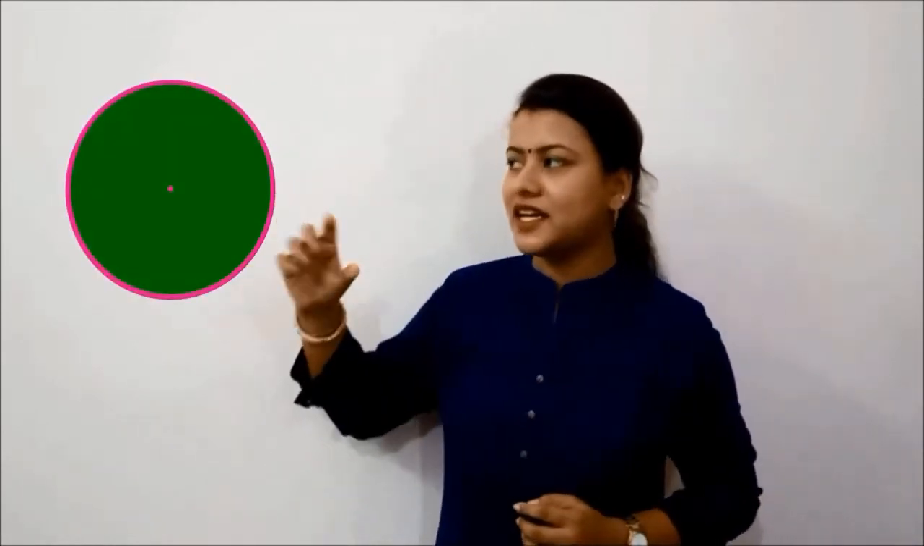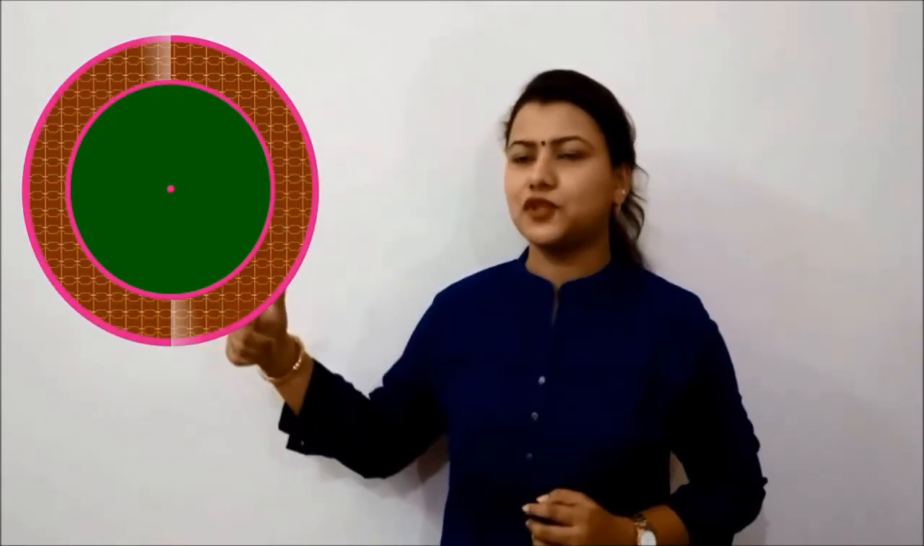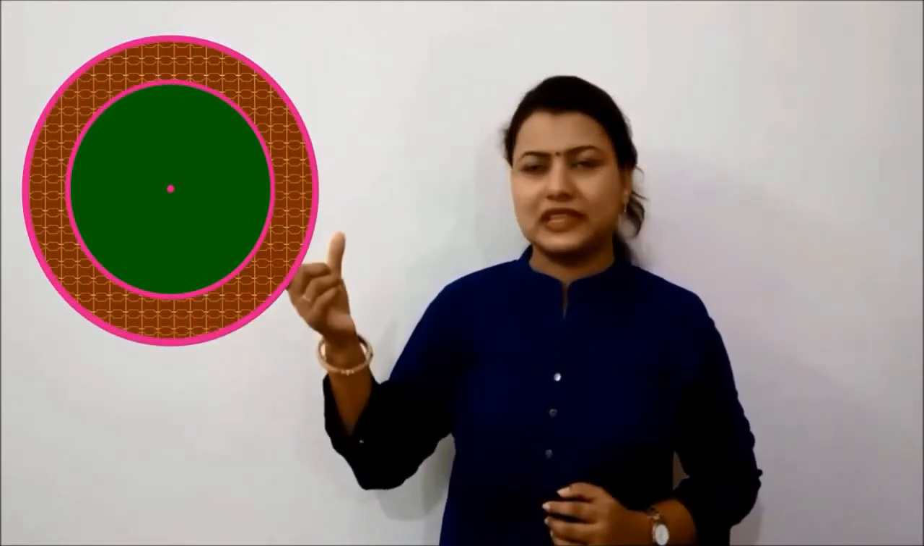Now here we have another type of question in which you are asked to find the area of a circular path. Like see here, if there is a garden and around that garden there is a footpath of a given width, then you have to find the area of that pathway. Then how will you find it?